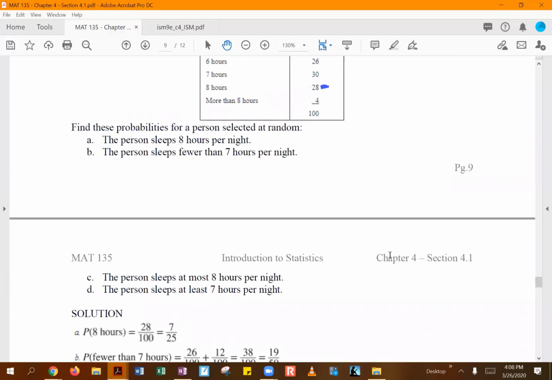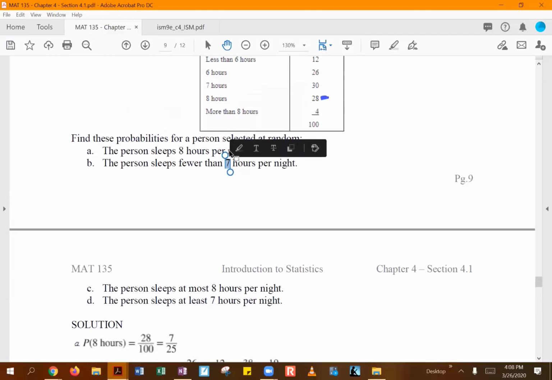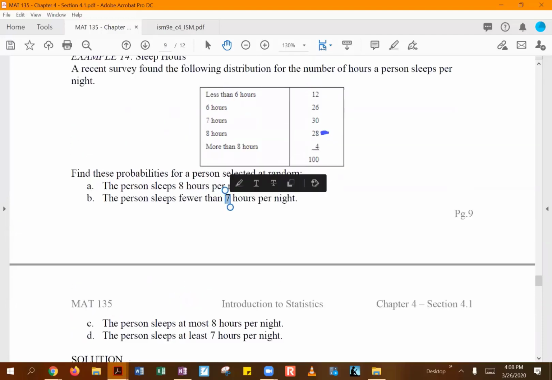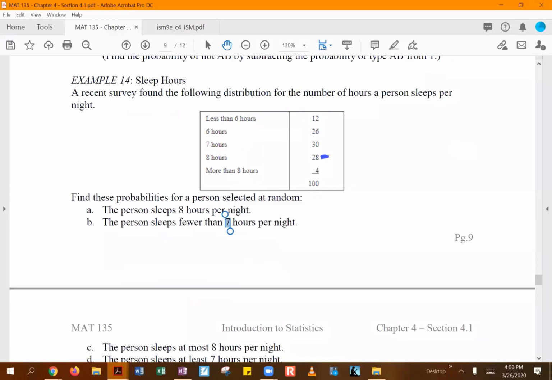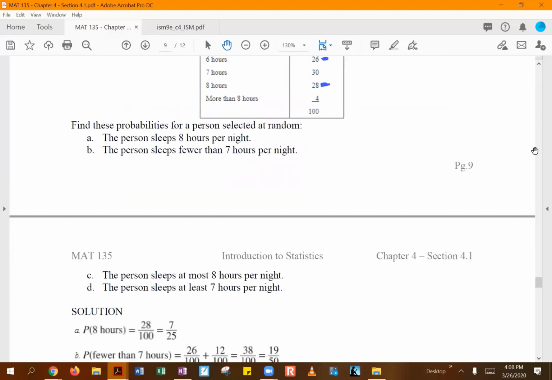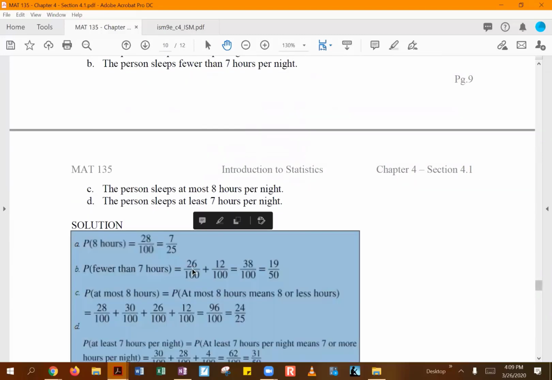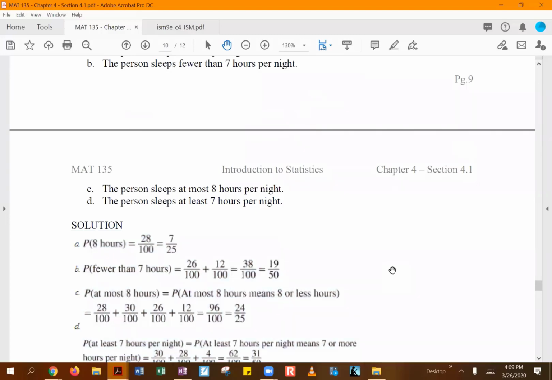A person sleeps fewer than 7 hours per night. So when we're talking about a person who sleeps fewer than 7 hours per night, that would be a person who sleeps for 6 hours or anybody who sleeps less than 6 hours. So this would be the 26 and 12 together. So 26 plus 12, which gives you 38 out of 100 or 19 out of 50 as your probability.